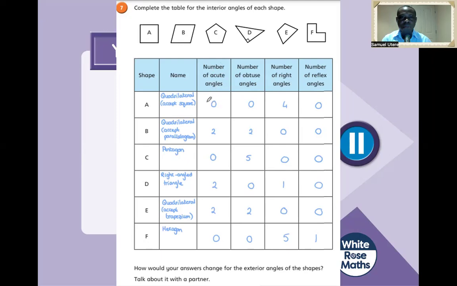There are no acute angles because they're clearly 90. Write the number of obtuse angles. There are none. Write the number of right angles and the number of reflex angles. Remember, you're talking only about the interior angles, and these are the answers. It's about exploring these different shapes and writing the number of acute angles, obtuse angles, right angles, and reflex angles.